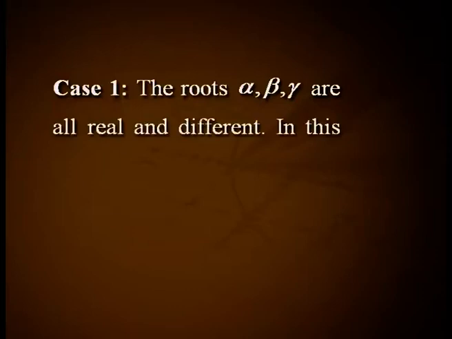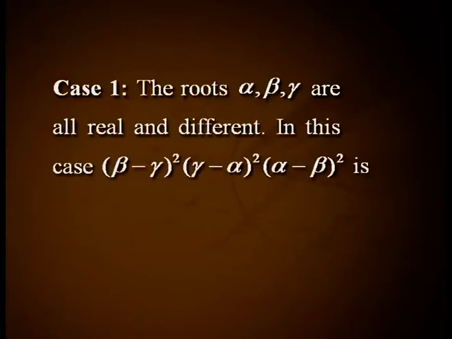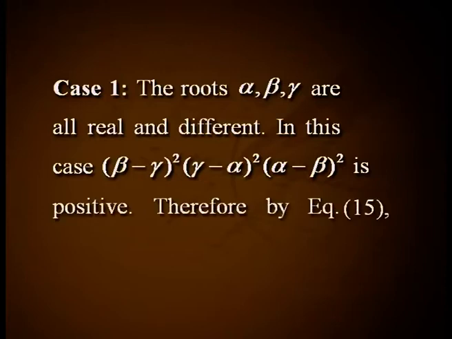The following cases can occur. Case 1. The roots alpha, beta, gamma are all real and different. In this case, (beta minus gamma)² (gamma minus alpha)² (alpha minus beta)² is positive. Therefore, by equation 15, g² plus 4h³ is negative.